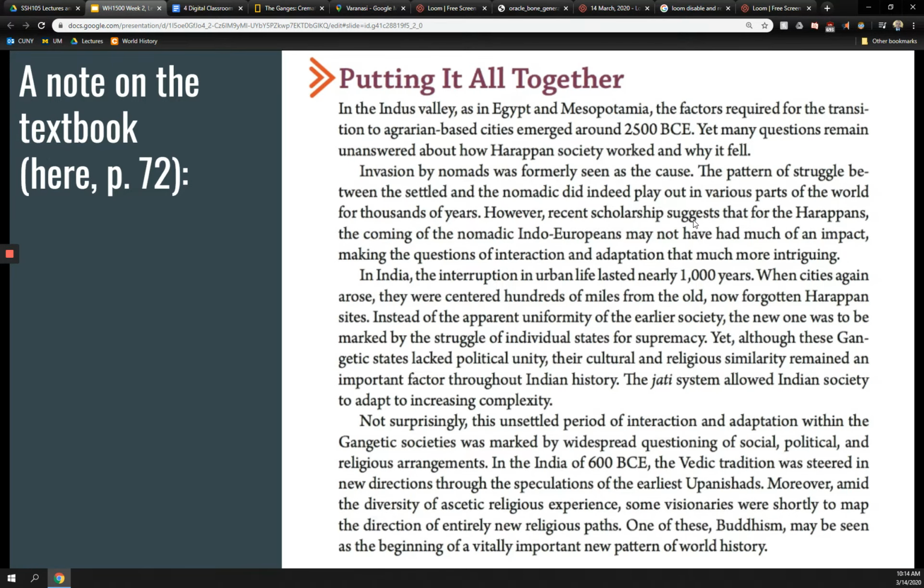Looking at the textbook here on page 72, I want to just note that whenever you see in the textbook that it says "putting it all together," it's a good idea to read that very closely and maybe read it a couple of times. Because when the textbook says that, it's going to summarize a large chunk of the textbook, usually a whole chapter perhaps. And so this section is perhaps one of the most important for you to look at.